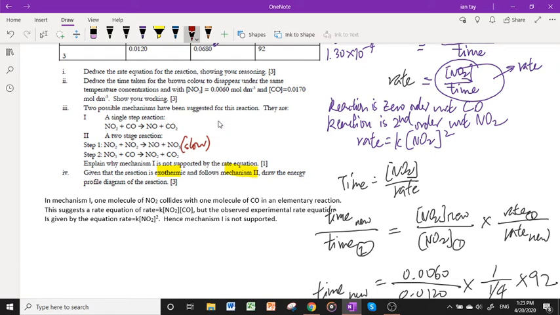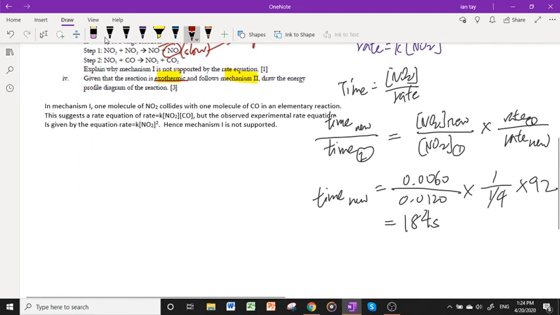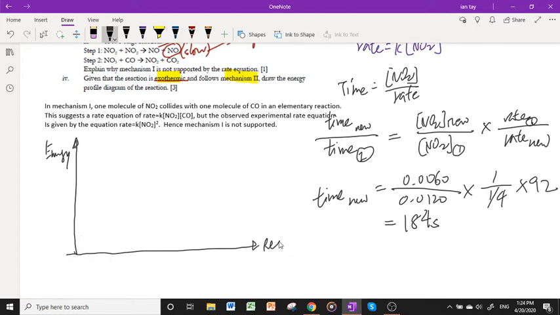So what does this mean when you're drawing the energy profile diagram? It means the first step has the higher activation energy. And we know that what is the intermediate? The intermediate is NO3. And we know that the reaction is exothermic, meaning the energy of the products is lower than the energy of the reactants. And we can begin drawing the energy profile diagram already. So, as usual, the y-axis is energy, and then the x-axis will be reaction coordinate or progress of reaction. It's not time.